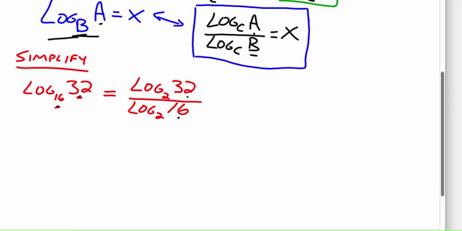So, great. We're still trying to simplify this though. So how do these things simplify? Well, we know that 32 is 2 to the 5th power.